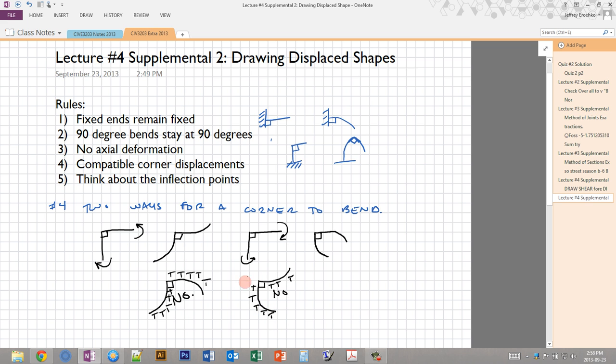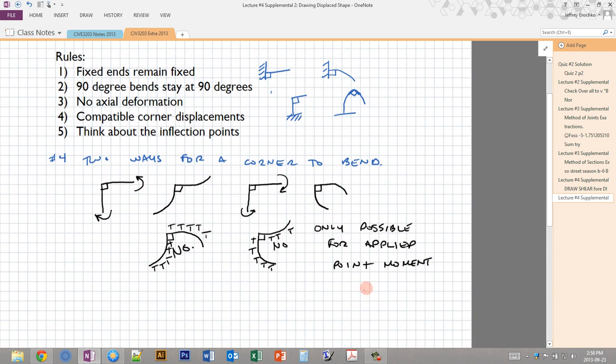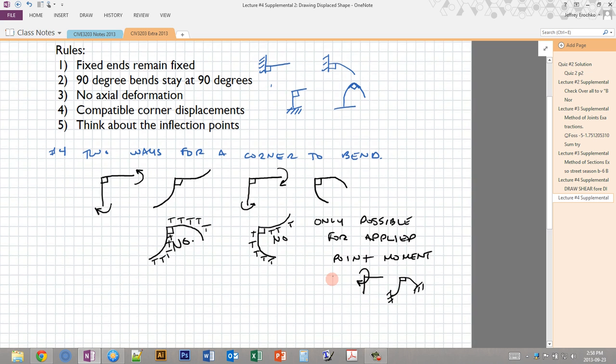Around a corner, the moment has to remain on the same side, so the tension has to remain on the same side like this. So again, this is only possible for an applied point moment. And that would be something that looks like this. Okay, then we could get this. If these ends are restrained somewhere, say this is restrained, like this, then we could bend it like this.